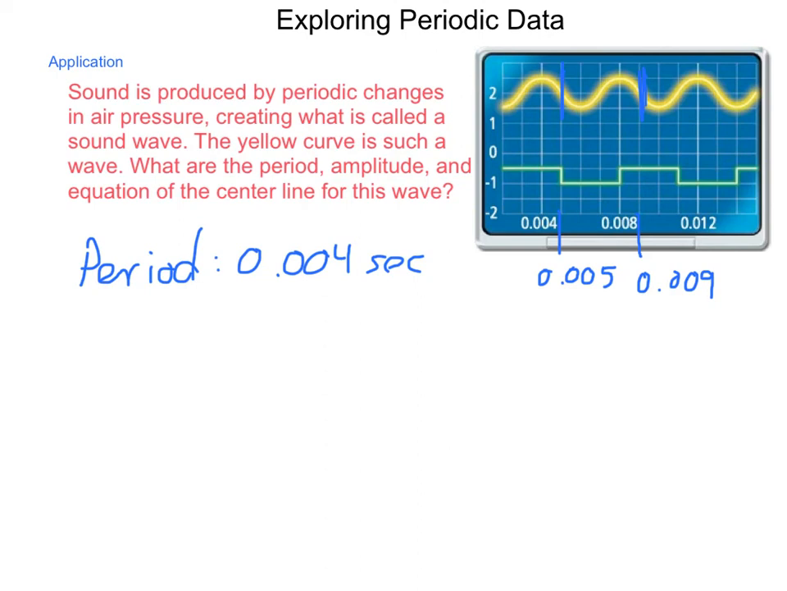Next, what is the amplitude? The amplitude is the distance from the minimum to maximum. So our minimum is 1.5 and our maximum is 2.5. That difference cut in half will give us our amplitude. 2.5 minus 1.5 is 1. So our amplitude is simply 1/2.